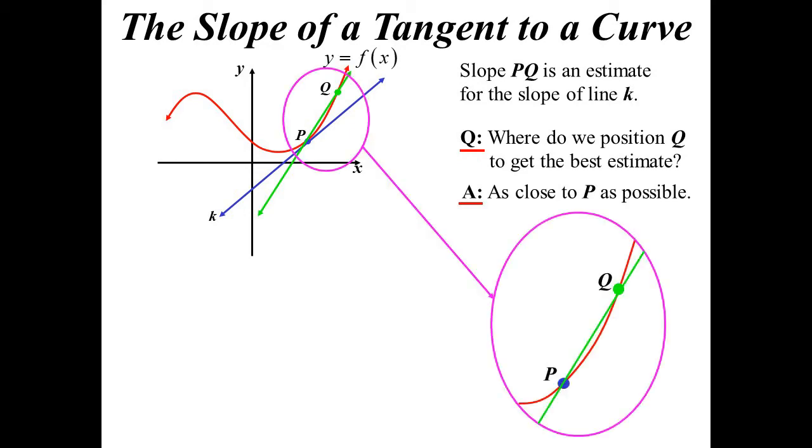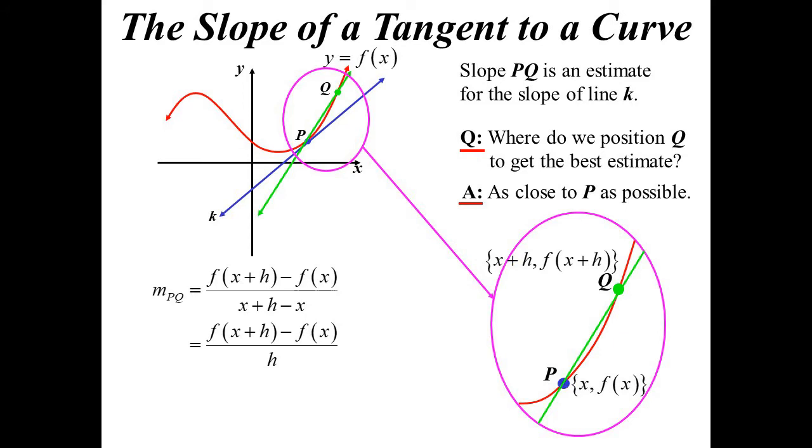I just thought I'd magnify that for you there. So we want Q to get as close to P as possible. Well, P will have the coordinates x, and its y value will be whatever f(x) happens to be. Q, well, I've added some value to x, so I'll call it x plus h. And so the y value will be whatever I get when I substitute x plus h into the function. So I can find the slope of PQ: f(x plus h) minus f(x), over h. So there is our slope, there is our estimate.